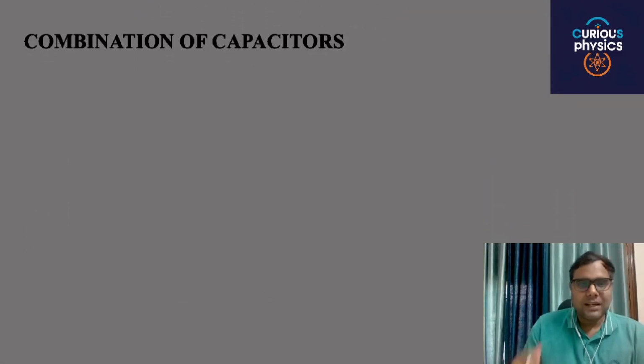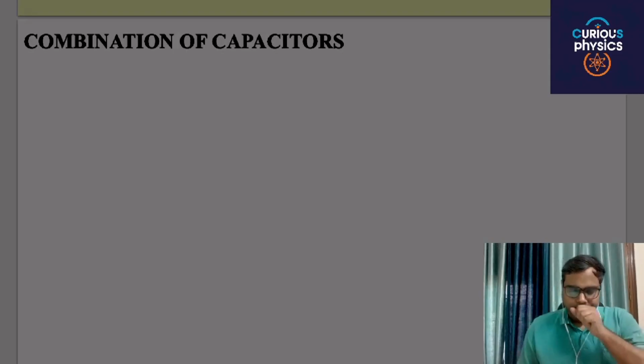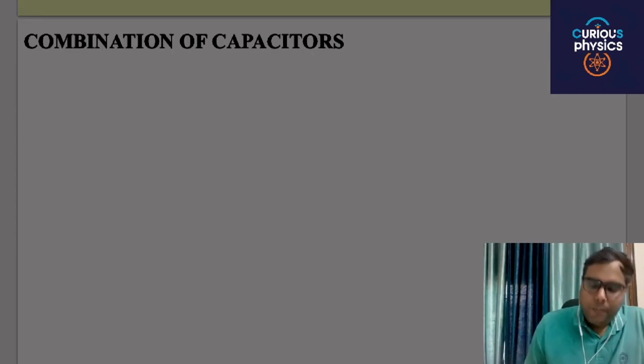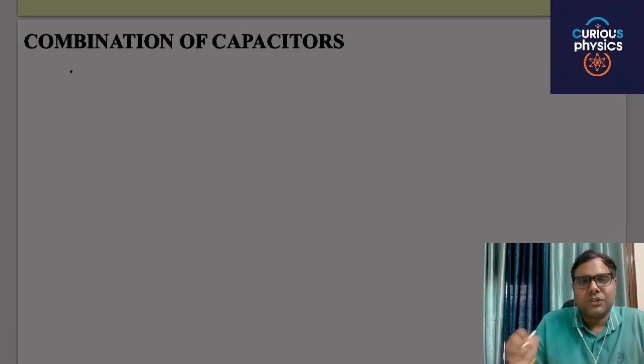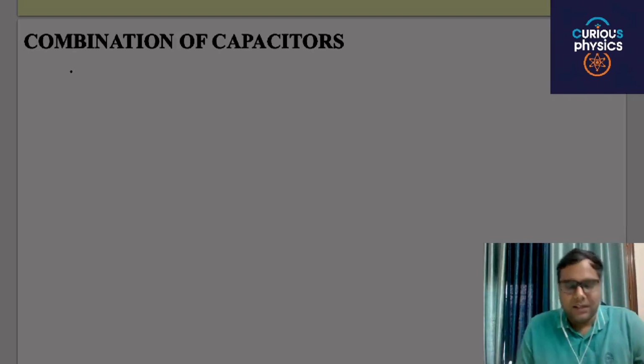Next is basically the combination of capacitors. So combination of capacitors are of two types. One is series combination and the other is parallel combination. First one is series combination. Series combination means when the capacitors are arranged in series manner.